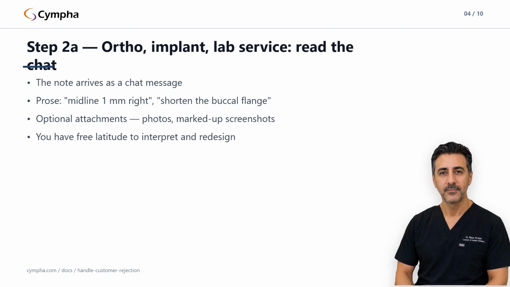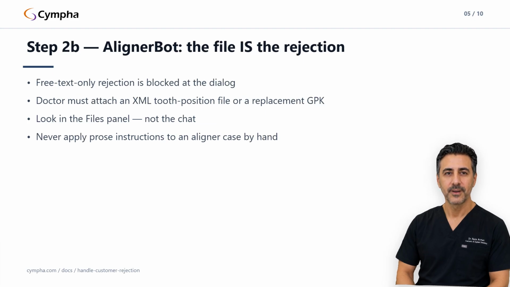The first is an XML tooth position file exported from Cympha Studio's 3-dimensional review. The doctor opens the plan in Studio, makes their adjustments in the 3-dimensional review themselves, exports the result as XML, and uploads it on the review page before they click Request Changes. The second is a replacement transfer pack built in OrthoPlus. Same idea, for a doctor who has OrthoPlus and would rather replan outright.